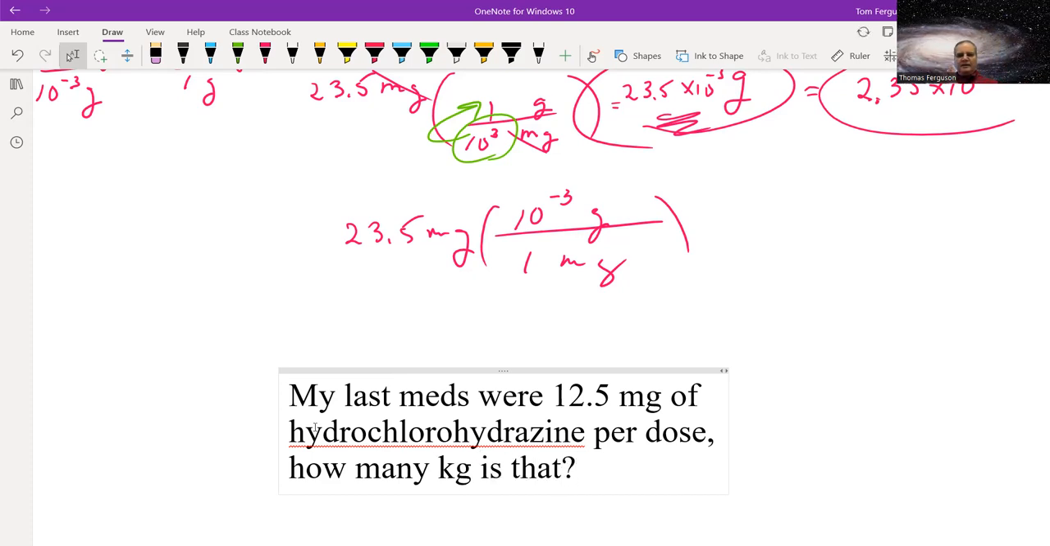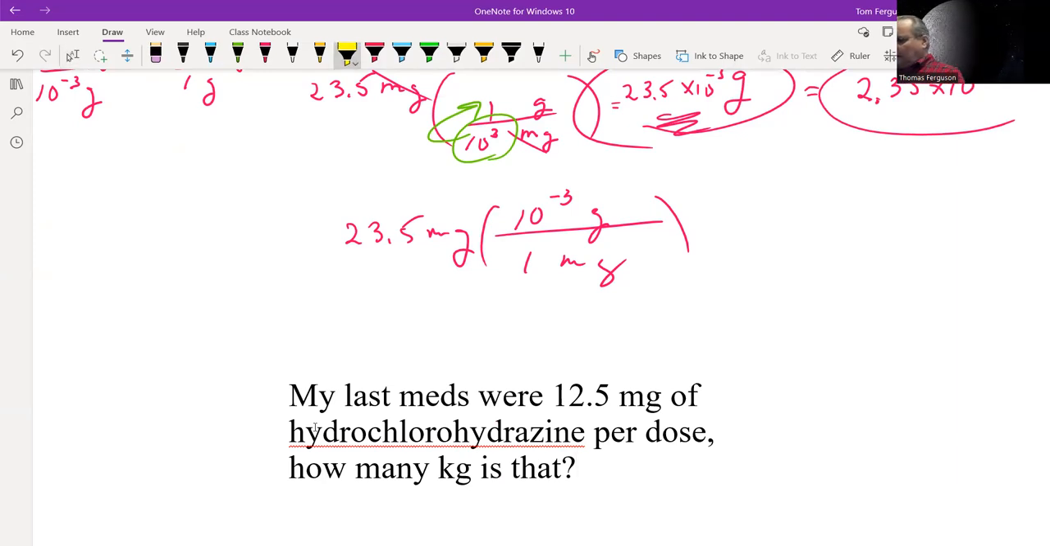Okay, my last meds were 12.5 milligrams of hydrochlorothiazide, which is a diuretic, per dose. How many kilograms is that? Given 12.5 milligrams, I'm going to calculate kilograms. So, metric conversion.